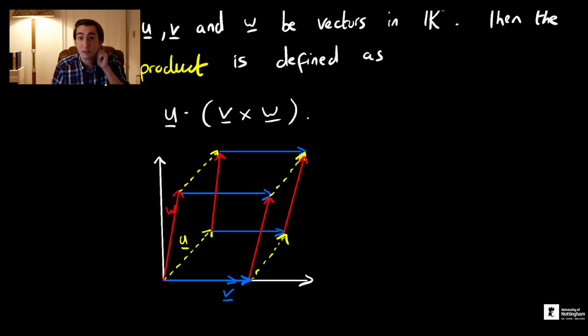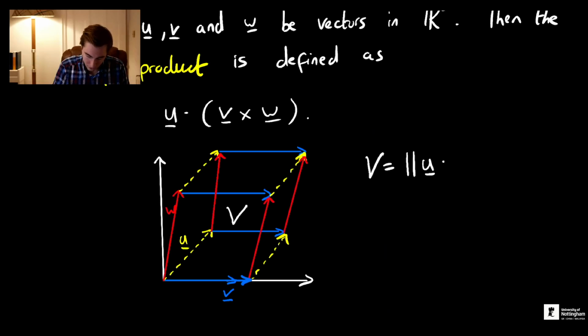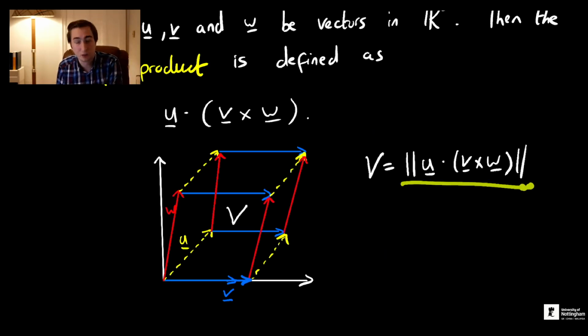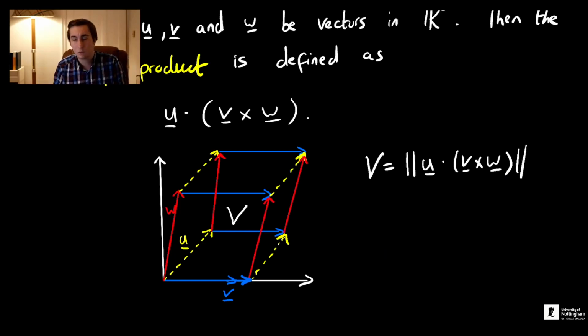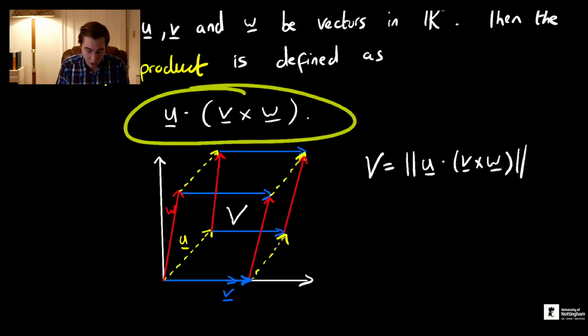Okay, so this is what we think of as our parallelepiped. So the volume of this parallelepiped is equal to the norm of u dotted with v cross w. You take the norm just to ensure that it's always positive, because depending on the orientation that you pick, it could turn out that the quantity in here is negative. So taking the norm just ensures that it is indeed positive. So that's a geometric interpretation of the scalar triple product.